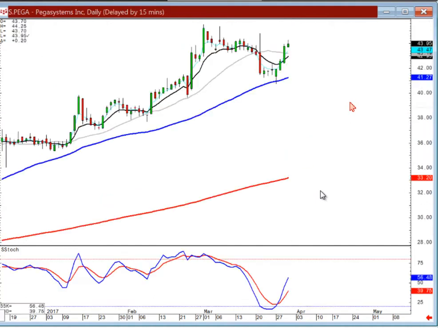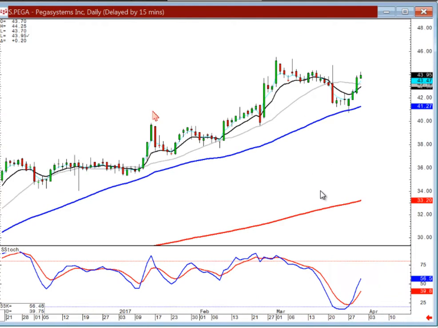And Pega, kind of the same scenario. You can see the trend channel up here, and the bottom of the trend channel had bullish signals, a little scoop pattern. Where's their next likely target? Way up to the top of that channel.